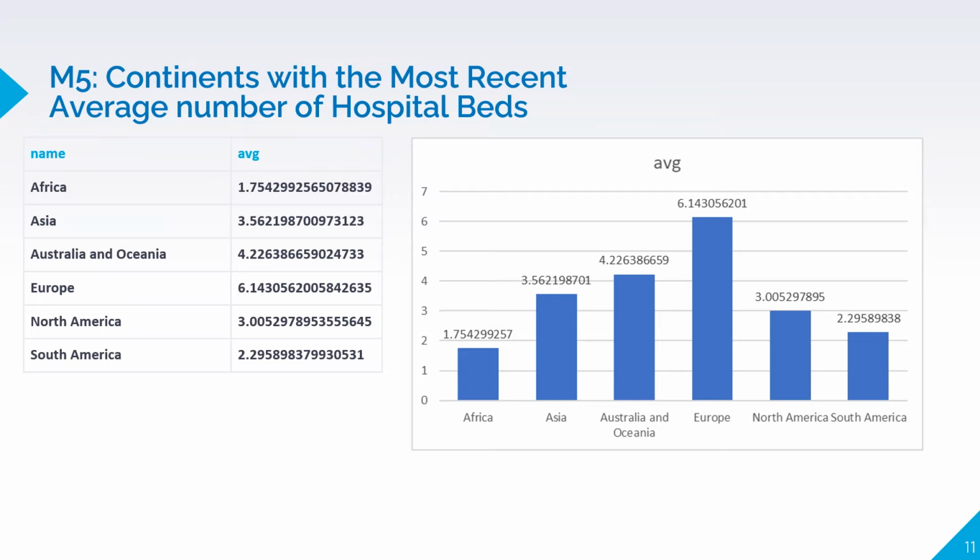For M5, we have the continents with the most recent average number of hospital beds. As we can see on the chart, we have Europe topping the list at 6.19 average hospital beds, with the least amount of hospital beds in Africa.